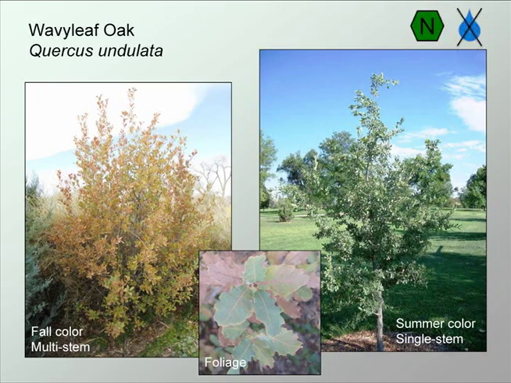Wavyleaf oak is another one of our natives. Now this is a little bit smaller tree in its habit. It can either be grown in a single stem or a multi-stem, as you see in these two pictures here.